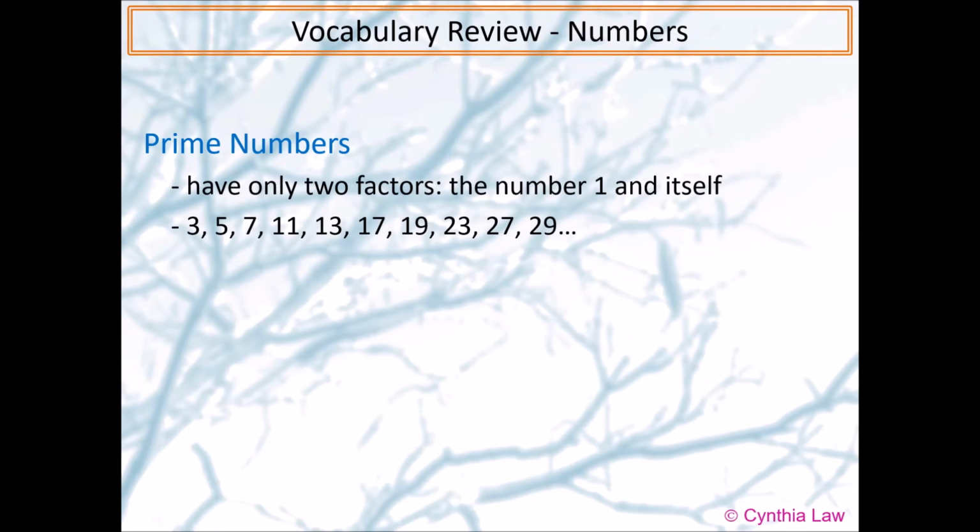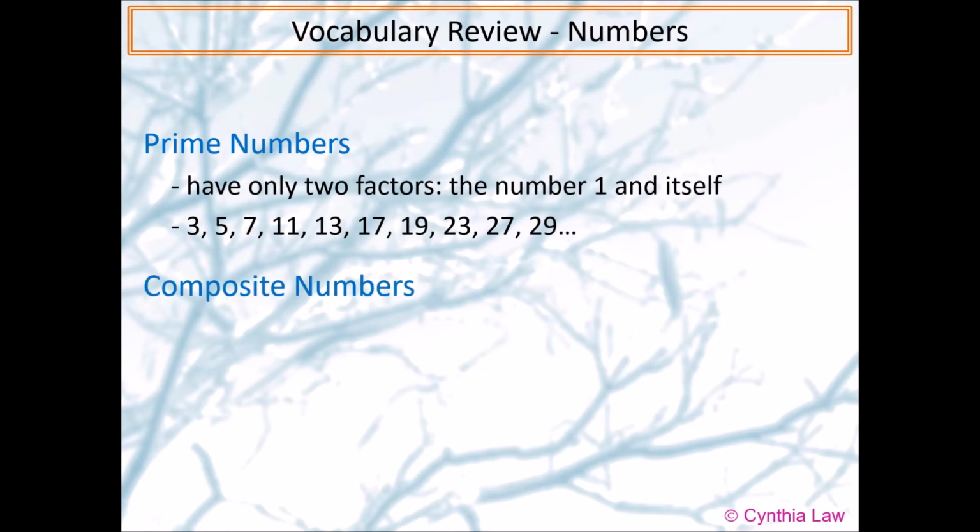The number 3 has only 1 and 3 as its two factors. The number 5 has only the number 1 and 5 as its factors. 7 would be 1 and 7. 11 would have 1 and 11. 13 would be 1 and 13, and so on.